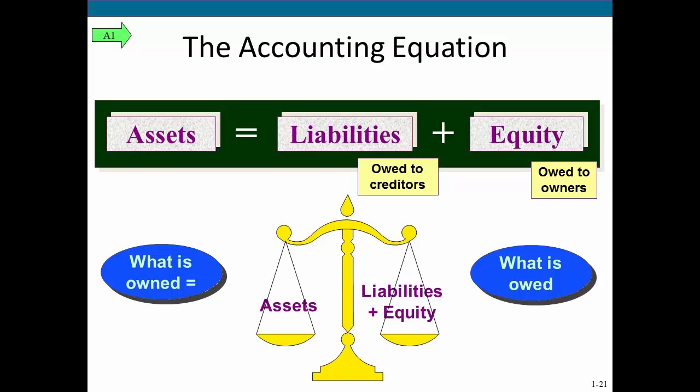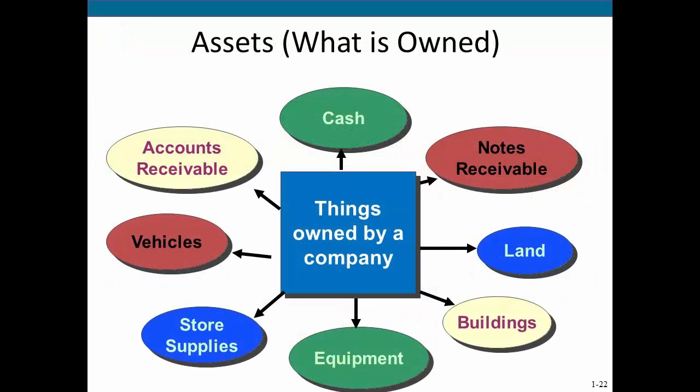Assets equal liabilities plus equity. You can think of assets as things and stuff. Think about what you personally own, such as a car, a house, or a computer. Those are your personal assets.